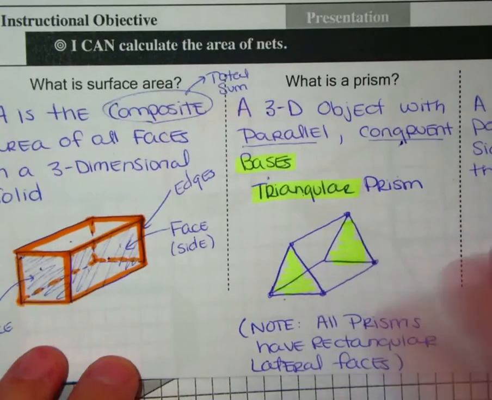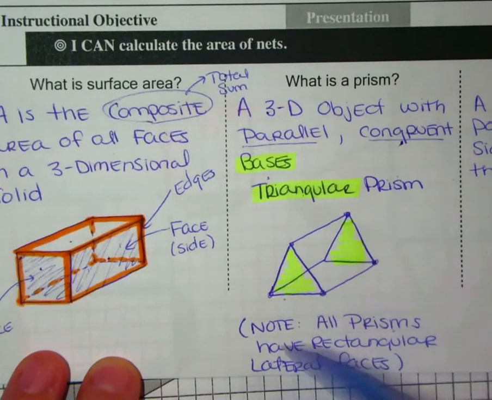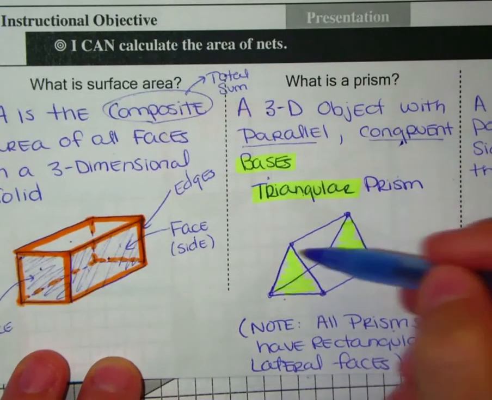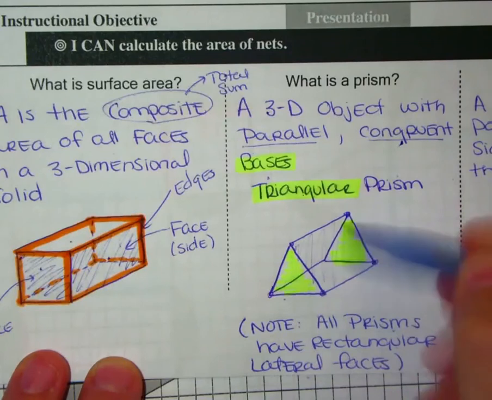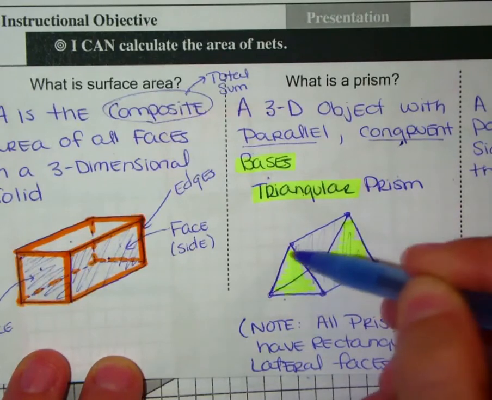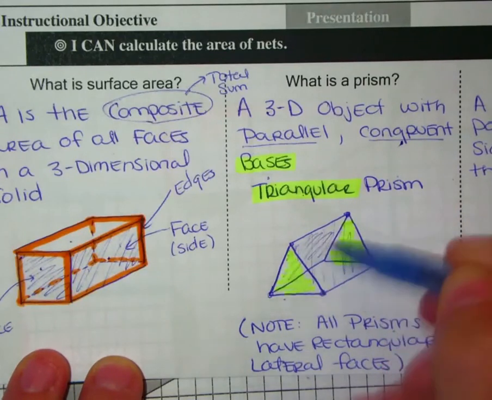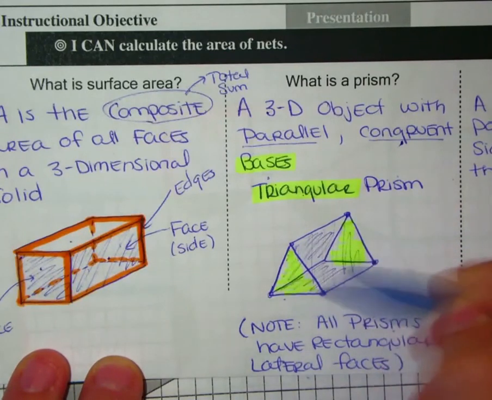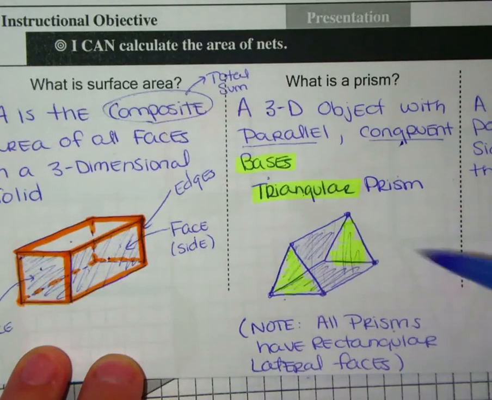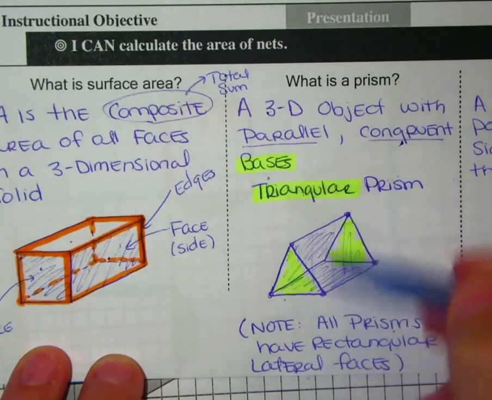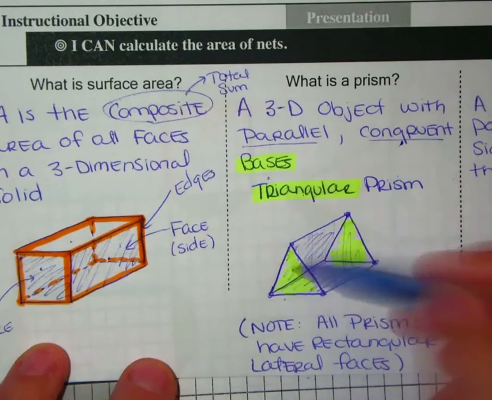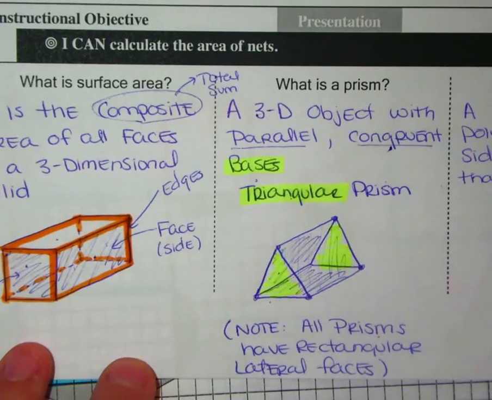All right, so just a quick note, all prisms have rectangular lateral faces. So that's a rectangle, the other side is a rectangle, and the bottom here is a rectangle. So prisms will always have rectangular sides, and the base is whatever the title says.